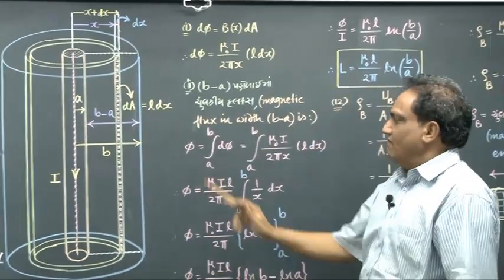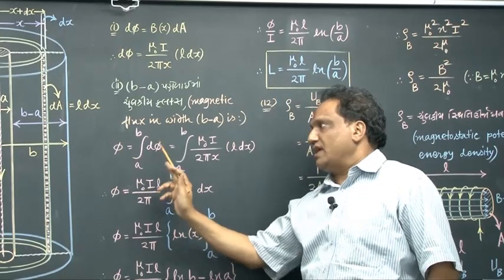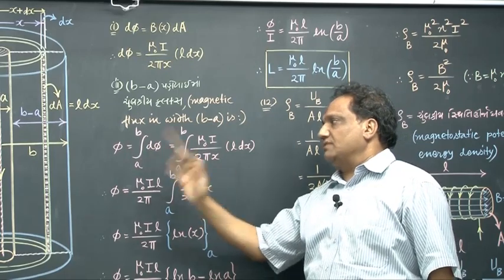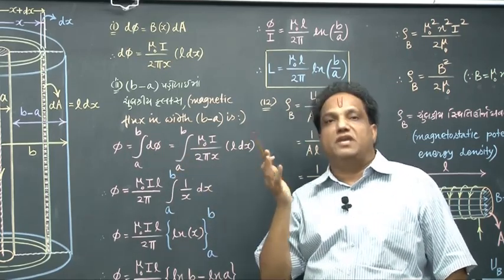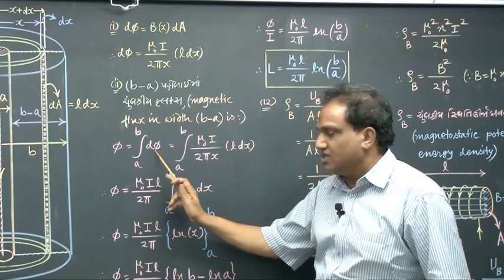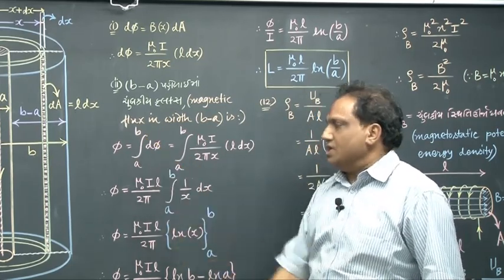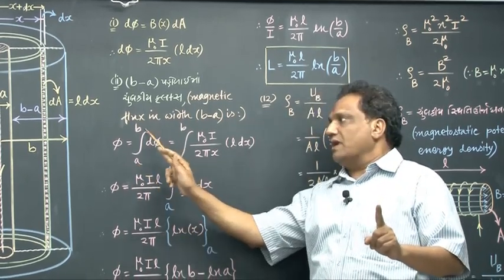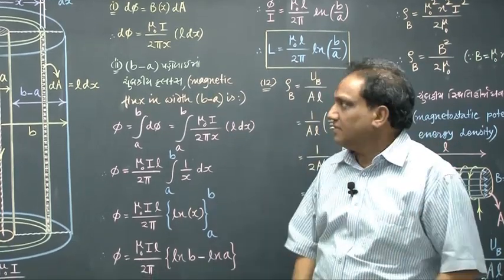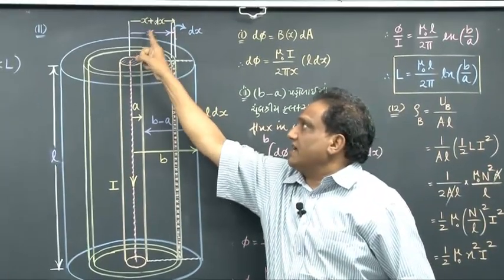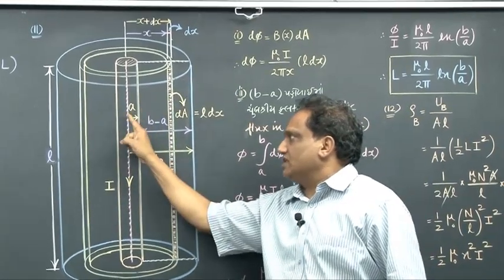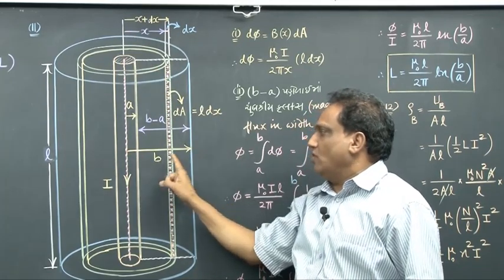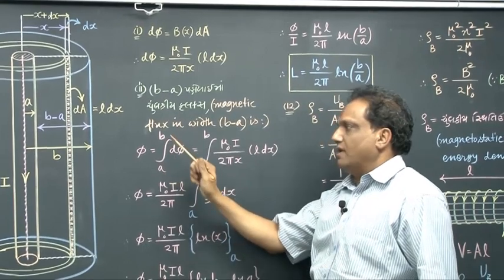If you want the total magnetic flux, you are supposed to take the summation of partial values of magnetic flux. To take the summation, mathematically we normally take integration. So let us integrate this partial magnetic flux between these two limits. The lower limit of integration is the smallest value of the variable, and the upper limit is the biggest value. Right now the variable is x, its smallest value is a, and its biggest value is b. So the lower limit is a, the upper limit is b.